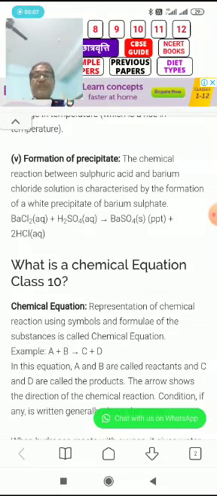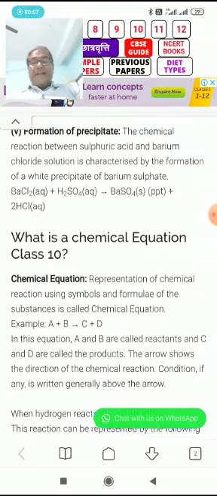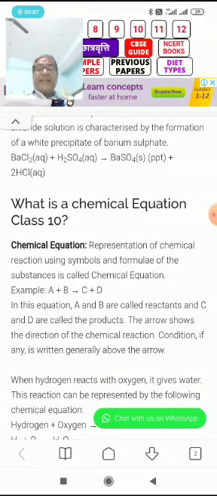For example, A reacts with B to give C plus D. In this reaction, A and B are reactants and C and D are products. The arrow line shows the direction of the reaction. If we want to write any conditions, they are written generally above the arrow.